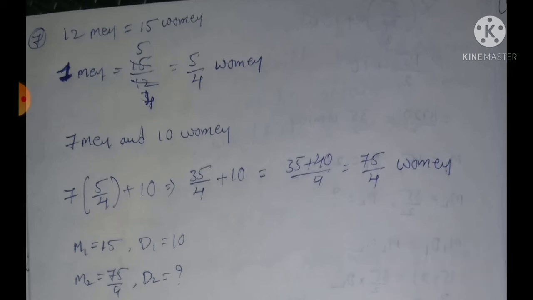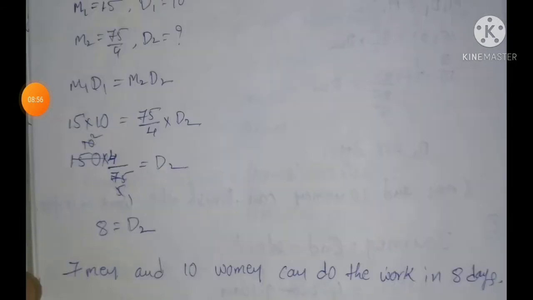So here the same formula, M1 D1 equal to M2 D2. 15 into 10 equal to 75 by 4 into D2. Now D2 equal to 150 into 4 by 75. Next, 75 2s are 150, 2 4s are 8. Number of days required to finish the work for 7 men and 10 women is 8 days.